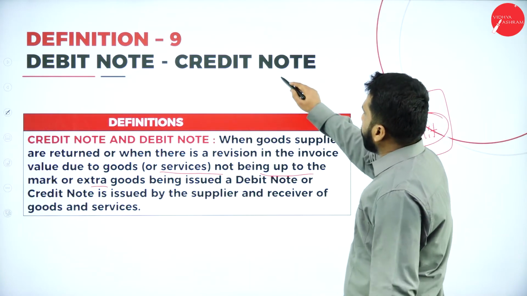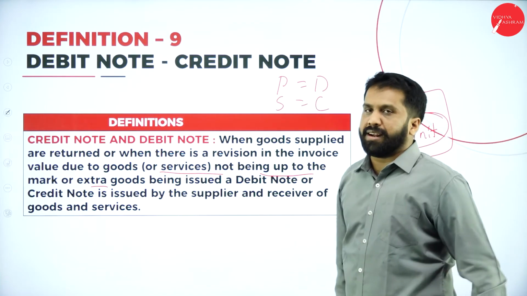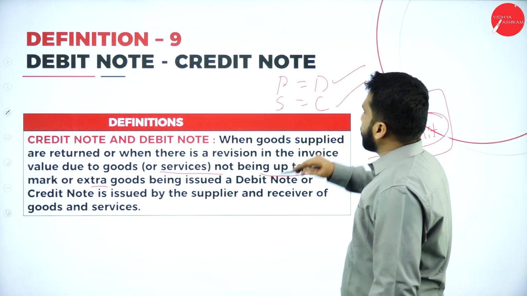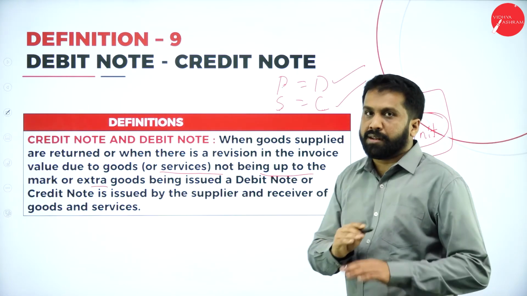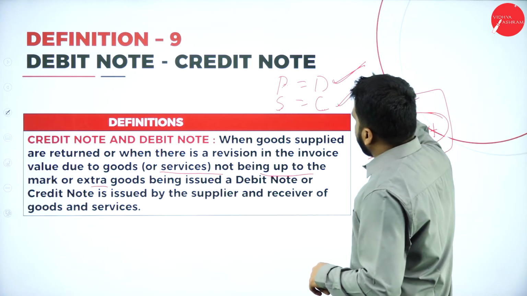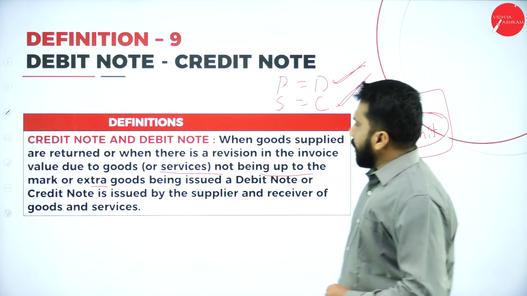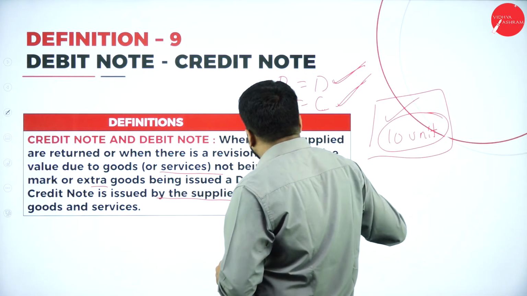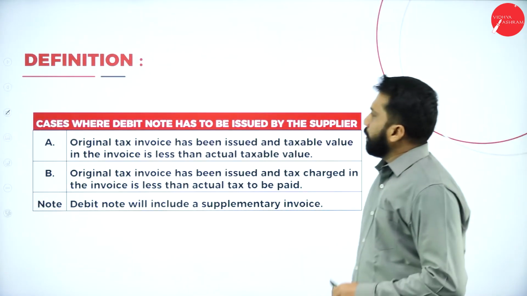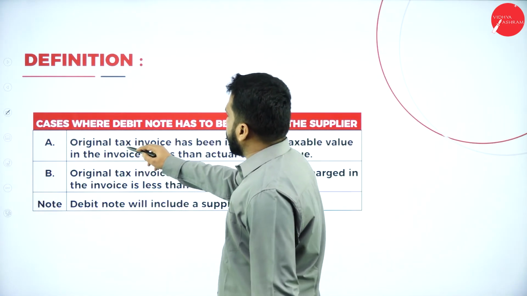How to remember? Like, purchase return, you will give debit note. Sales return, you will give credit note. So PD, Police Department, Social Science. Social Science, Police Department. That is the logic to remember. Purchase return, debit note. Sales return, it is credit note. Hope you are clear. Yes. So debit note or credit note is issued by the supplier and a receiver of the goods and services. Hope you are clear.